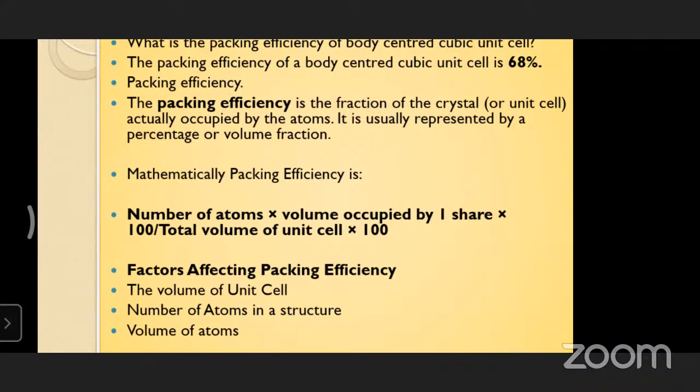The size of the ball, that is, the size of the atom, ion, or molecule, affects the packing efficiency, and the volume of the atoms is also going to affect it.